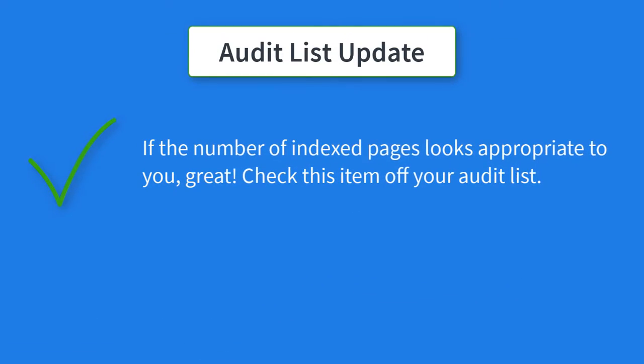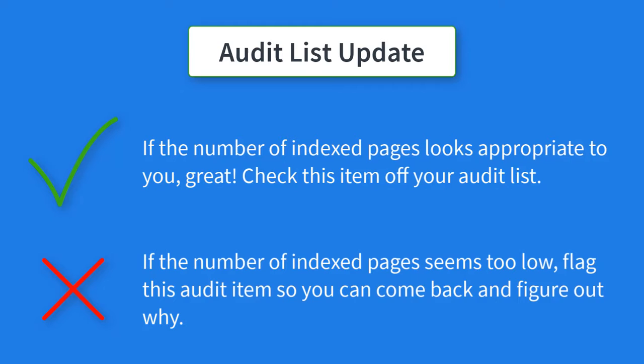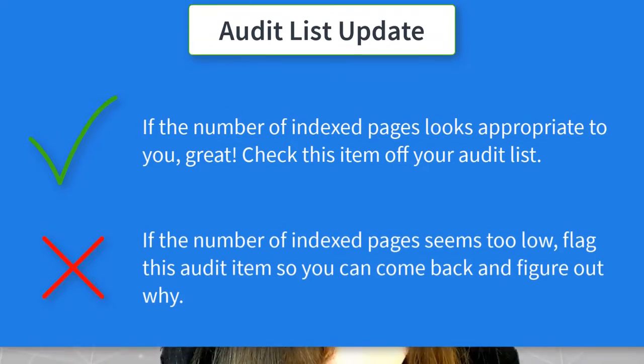And then to update your audit list, if the number of index pages looks appropriate to you, great, then check this item off your list. If the number of index pages seems too low, then flag this audit item so that you can come back and figure out why. You'll want to check to see if there's a meta robots tag or a robots.txt file causing an issue.